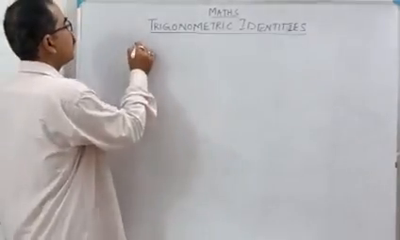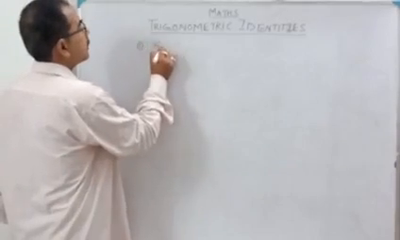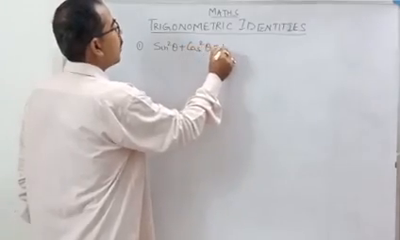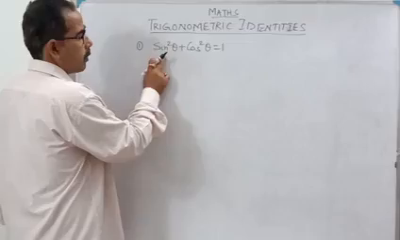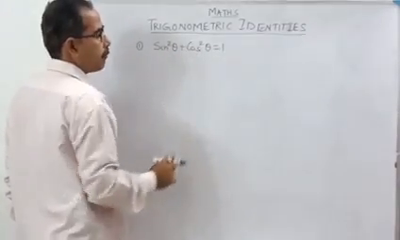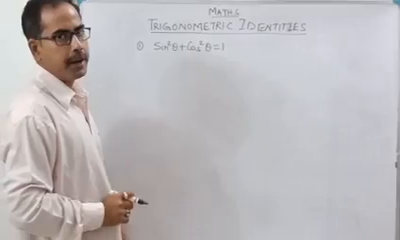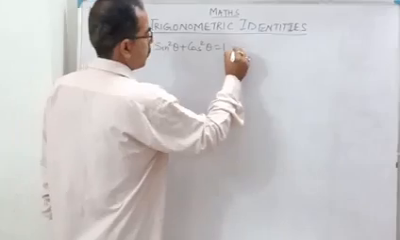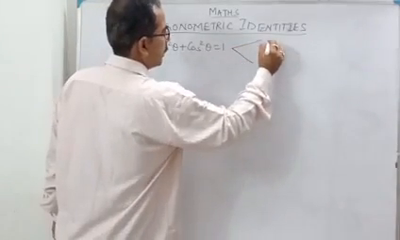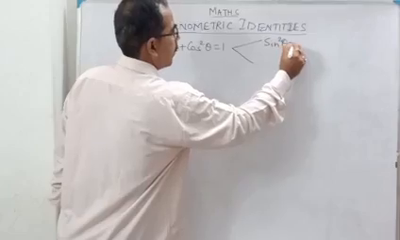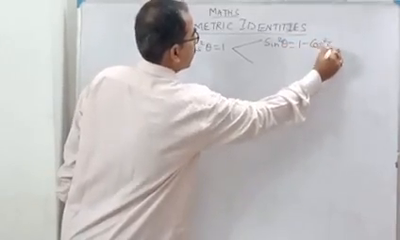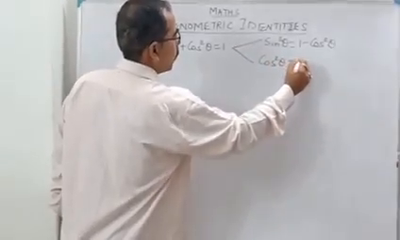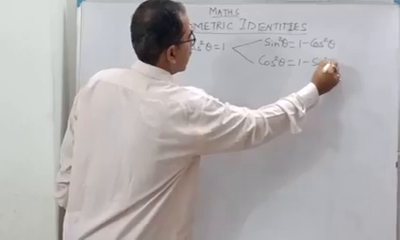The first one, which is very much important, is sine square theta plus cos square theta equal to 1. Okay, sine square theta plus cos square theta equal to 1. From here only, two more identities can be derived. Just look at here. Suppose I write sine square theta equal to 1 minus cos square theta. Okay, and in a similar way cos square theta equal to 1 minus sine square theta.